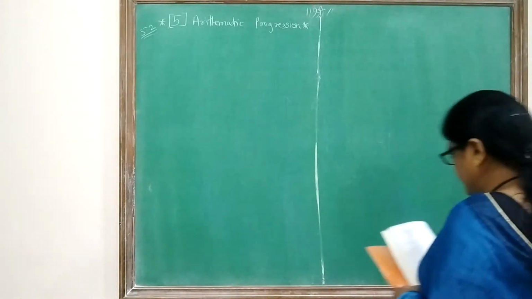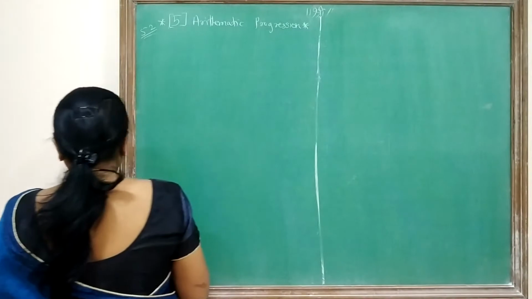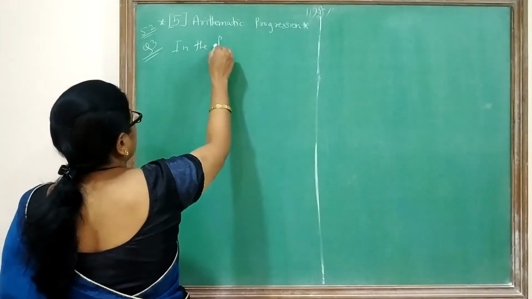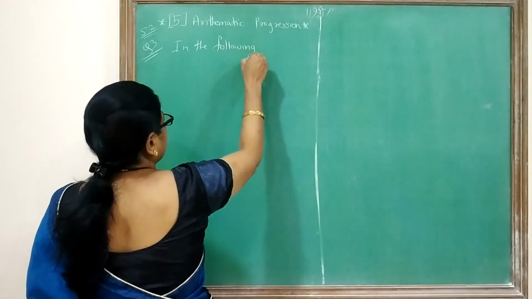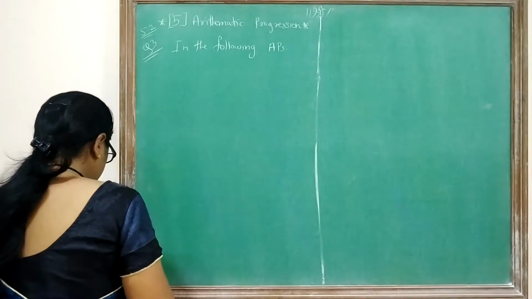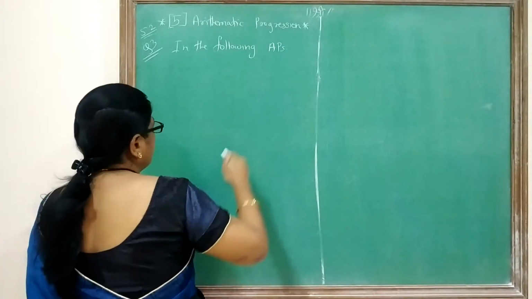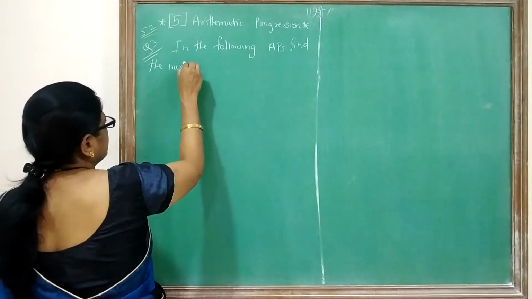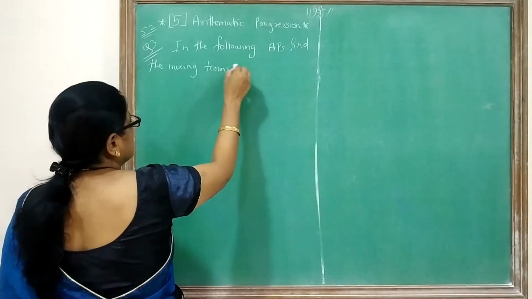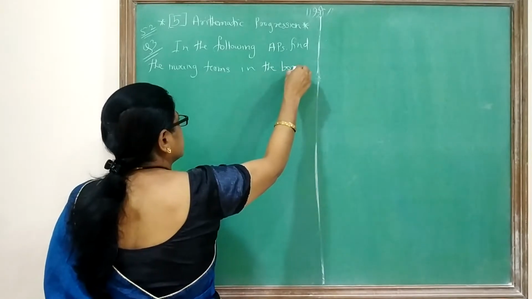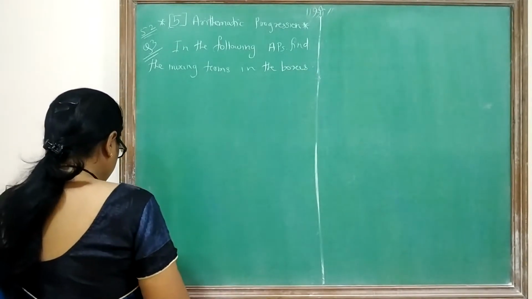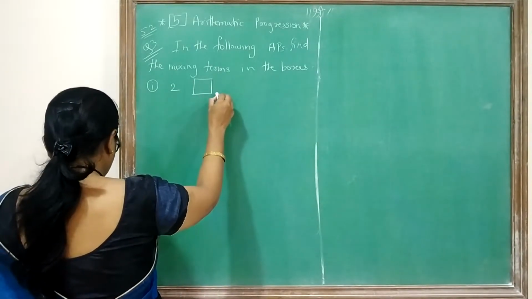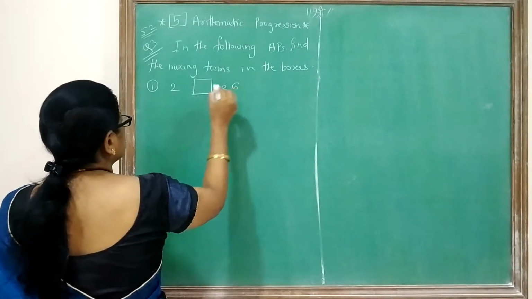Then your next question is, in the following APs, question number 3: find the missing terms in the boxes. Then your first example is 2, box, 26.